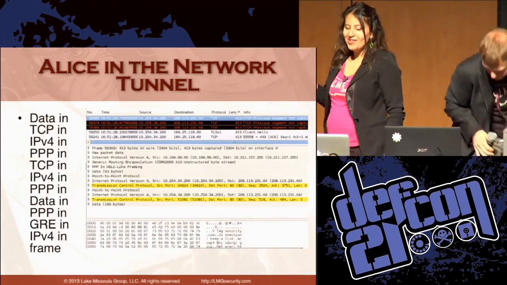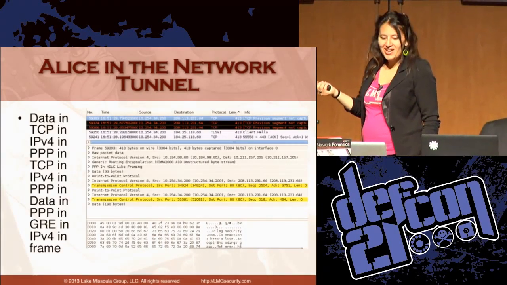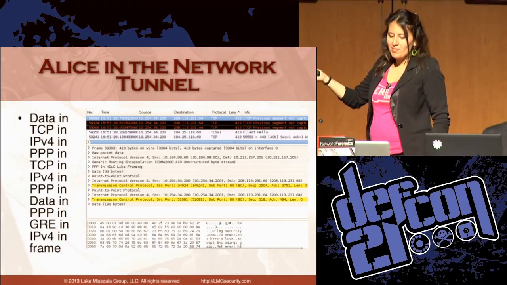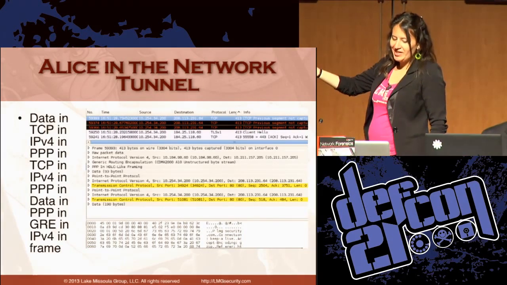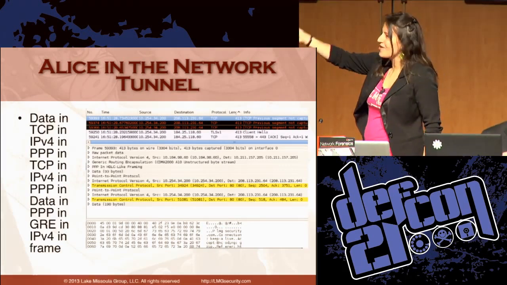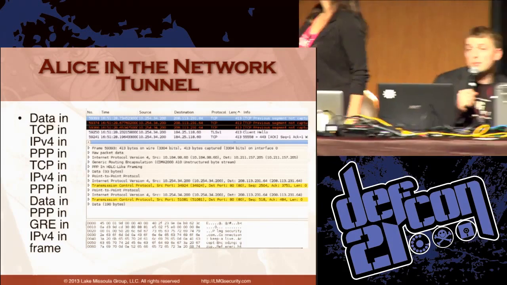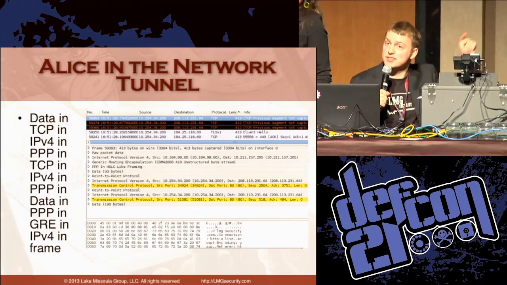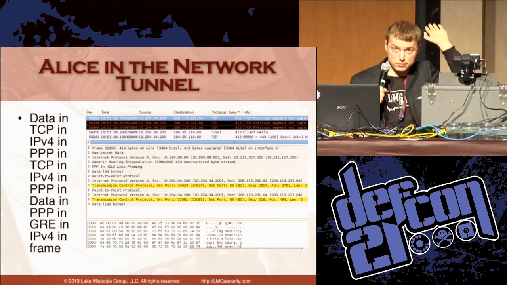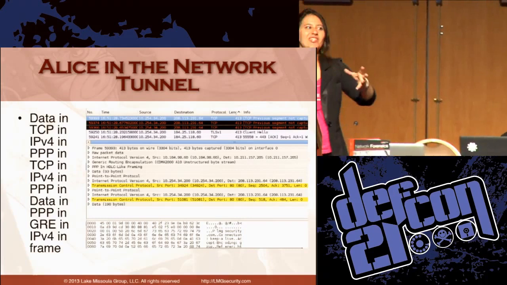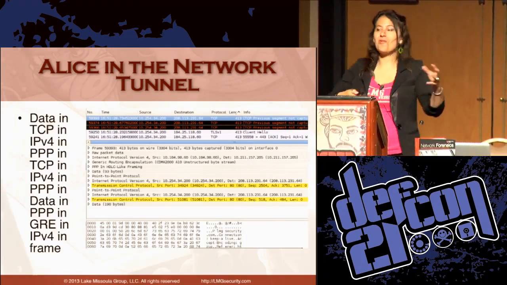Here's an example. This is data in TCP and IPv4 in PPP, in TCP and IPv4 in PPP, in data, in PPP, in GRE, in IPv4, in a frame. Keep in mind, this is before it gets stuffed into an IPsec tunnel and sent back to Verizon. And I know the iSEC Partners guys were tethering all of this over another phone also.